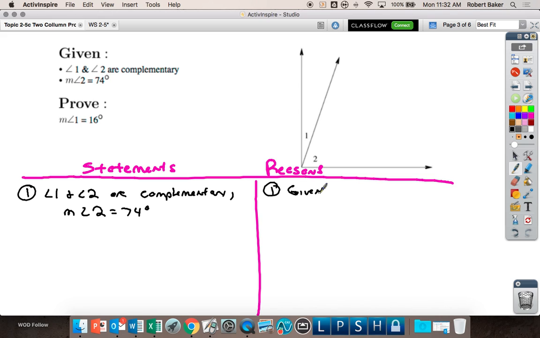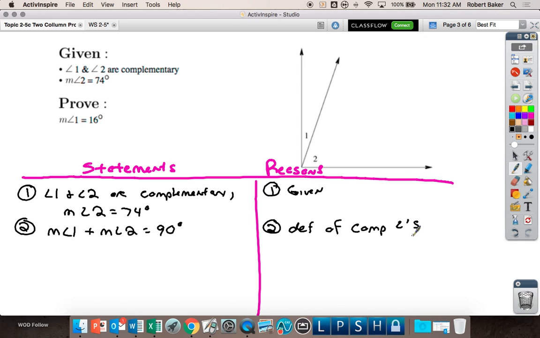Awesome. Now what? The measure of angle 1 plus the measure of angle 2 equals 90 degrees. Why is that true? Definition of complementary angles. So now you're saying, I know that complementary angles add up to 90 degrees, so I should probably write that down.